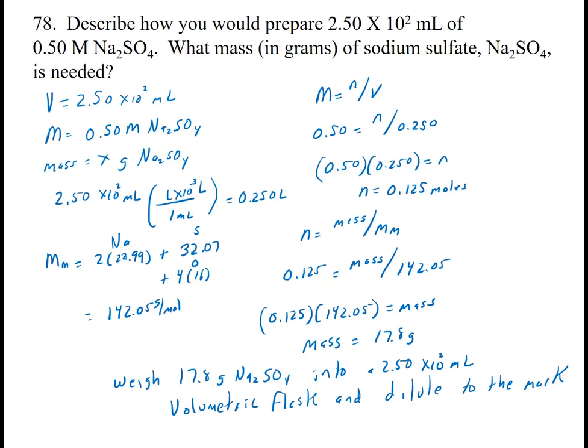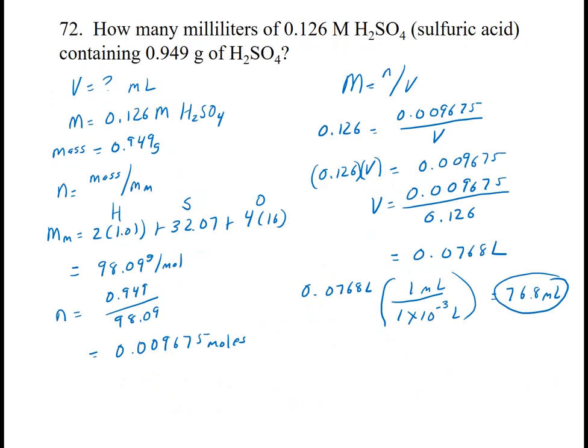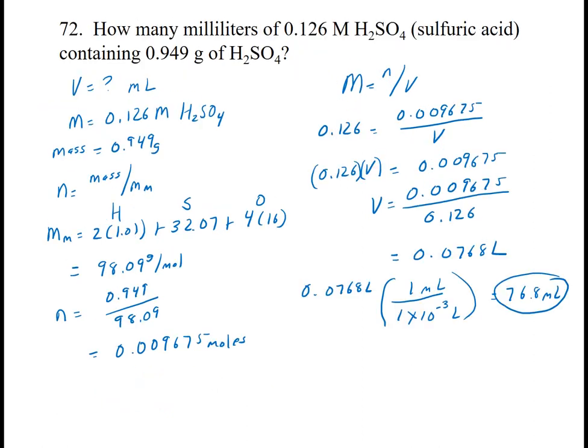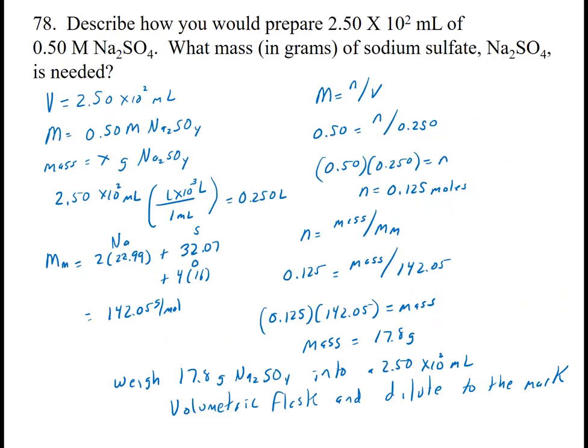And just so you know where that came from, if you look at the first problem that we did, it says that the 1.2 grams is placed in a 100 milliliter volumetric flask, which is then filled to the mark with water. That's basically what I said. I just used the mass and the volume for this particular problem. And that is the end of this section.